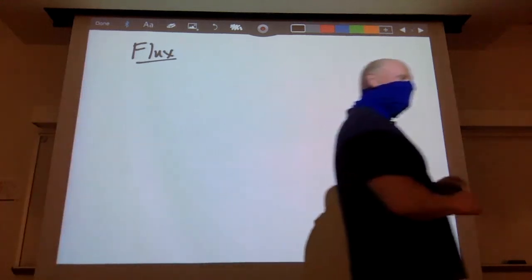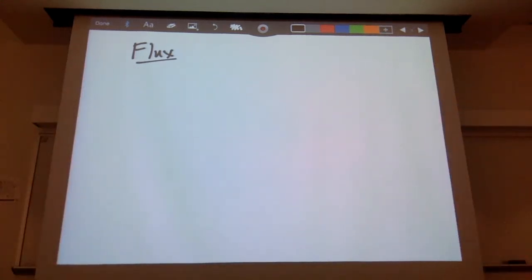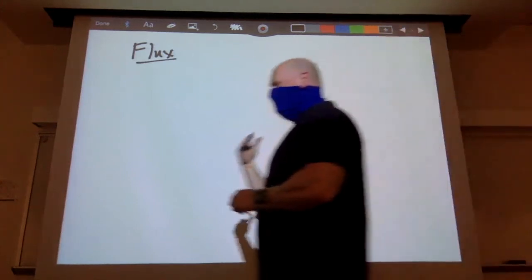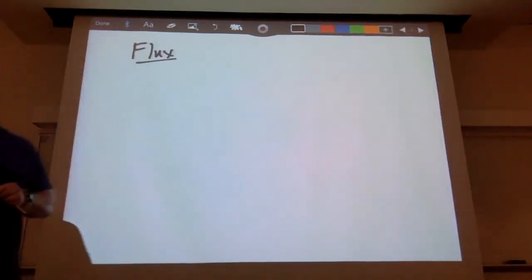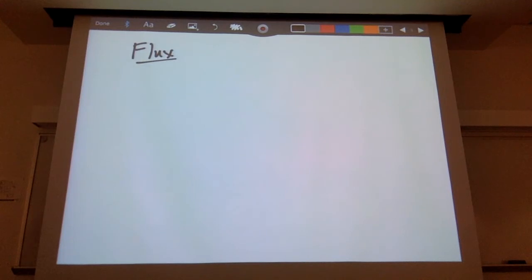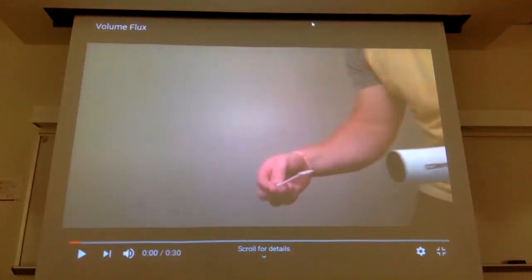Now, to talk about flux, what I'm initially going to talk about is actually not flux when it comes to electric fields, but flux when it comes to fluids. So I'm going to talk about fluid flux. You've already actually seen this in 205 when we talked about volume flow rates. It's actually known as volume flux. But to get it motivated, I'm going to show you a video that I made last night. If the quality of this is not that great, I apologize.